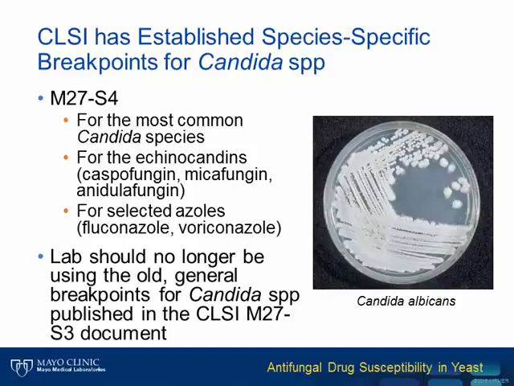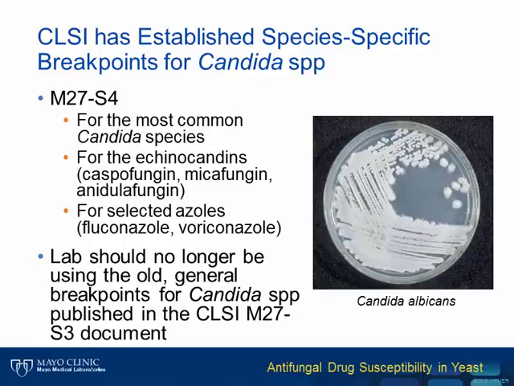Species-specific breakpoints and interpretive criteria are only available at this time for selected drugs, which are the echinocandins, caspofungin, micafungin, and anidulafungin, and two azoles, fluconazole and voriconazole. For these 5 drugs, species-specific breakpoints are available for 6 Candida species, which are Candida albicans, Candida glabrata, Candida tropicalis, Candida krusei, Candida parapsilosis, and Candida guilliermondii. Species-specific breakpoints are not available for other Candida species or for other yeasts such as Cryptococcus neoformans.